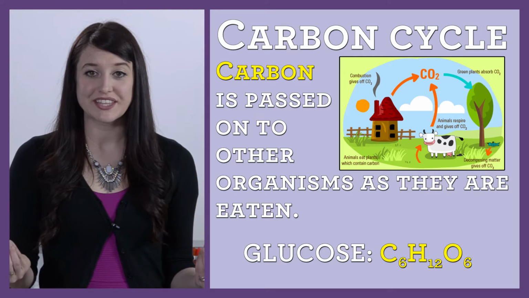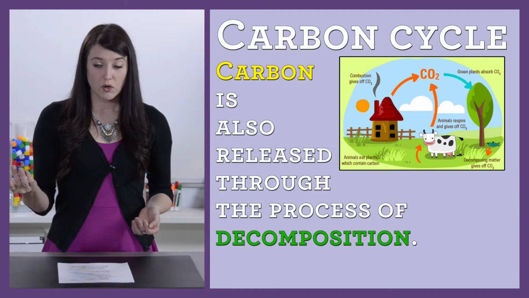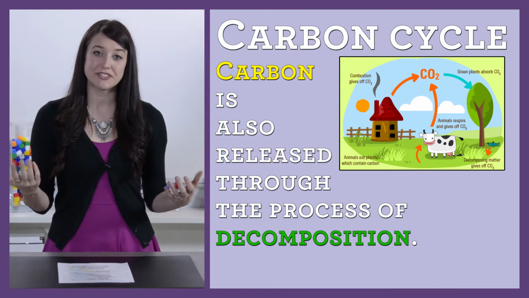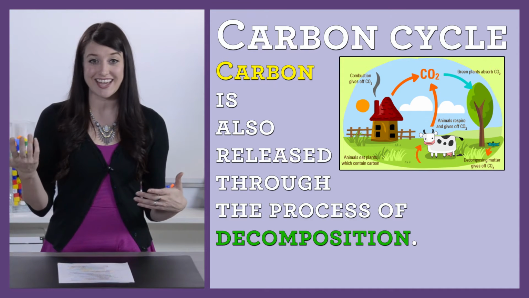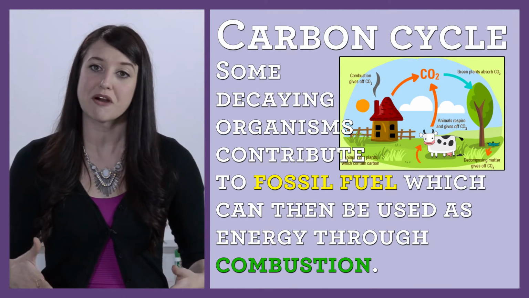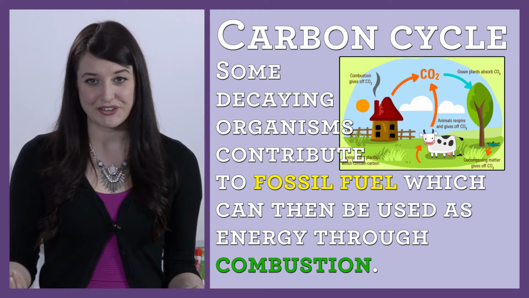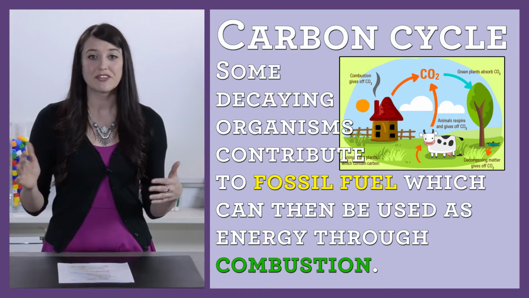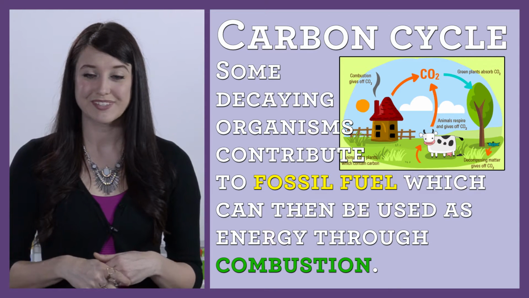Remember that the products of photosynthesis are glucose and oxygen. So carbon is released back into the atmosphere through the process of respiration, breathing, or also through the process of decomposition. As organisms are decomposed, carbon dioxide gets released back into the atmosphere. Decaying or decomposing organisms can also be stored under the ground in the form of fossil fuels, which then can be used through the process of combustion in a form of energy. This combustion then releases the carbon from that fossil fuel in the form of carbon dioxide. And then the whole cycle just goes back and starts over again, because that's what a cycle is.